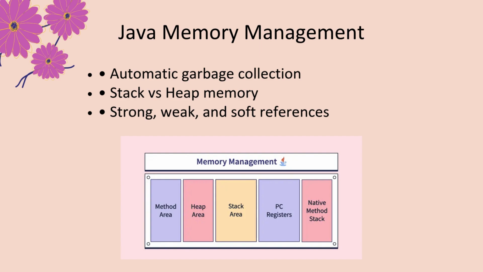Understanding the distinction between these two is important for optimizing memory usage and preventing issues like stack overflow error when the stack runs out of space, or excessive garbage collection, which can impact performance. Furthermore, Java introduces different types of references beyond the standard strong reference, such as weak and soft references. These special references offer more fine-grained control over how objects are garbage collected, allowing for more flexible memory management strategies, particularly in caching mechanisms where you might want objects to be collected when memory is low.